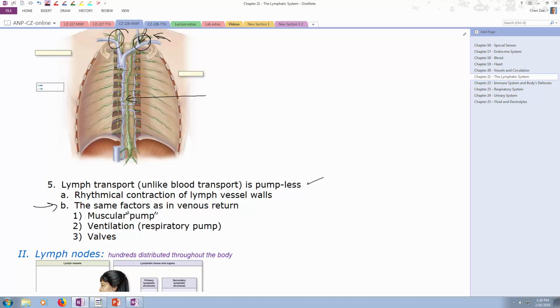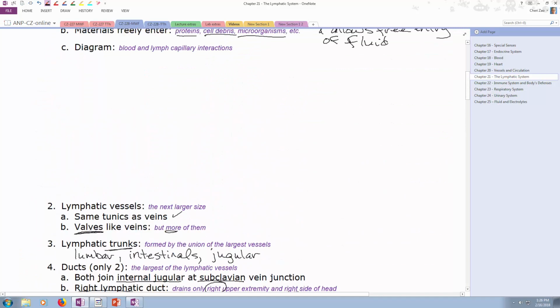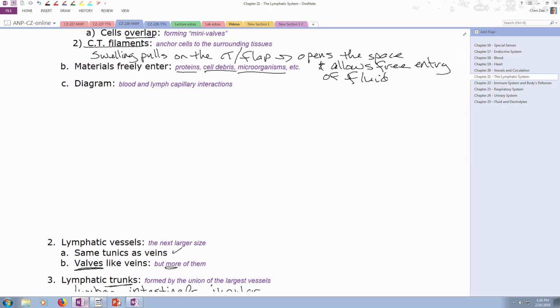We also have our respiratory pump, that diaphragm causing pressure changes in the abdominopelvic area as well as the thoracic cavity. And indeed, the large collection of valves, more than what we have in veins, is going to ensure lymphatic return. But because this whole system is truly pumpless, with no real pump, it is a much slower system. So we'll stop here and go back to our drawing.